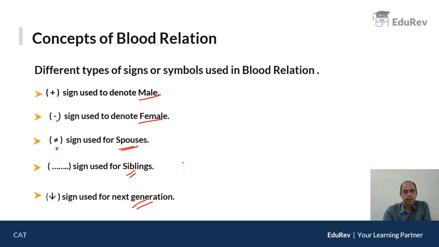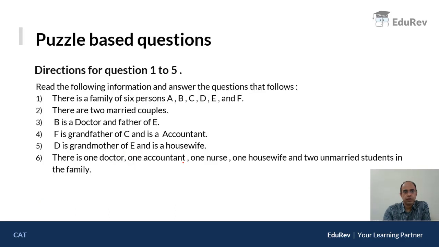Fine, guys? Now, directly let us move to a set of questions. There is a family of 6 persons A, B, C, D, E, and F. There are two married couples. B is a doctor and father of E. F is grandfather of C and is an accountant. D is a grandmother of E and is a housewife. There is one doctor, one accountant, one nurse, one housewife, and two unmarried students in the family.